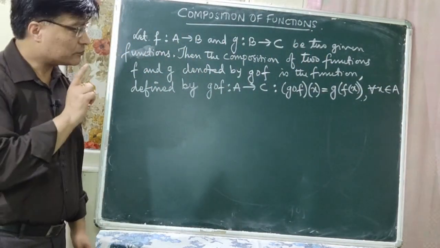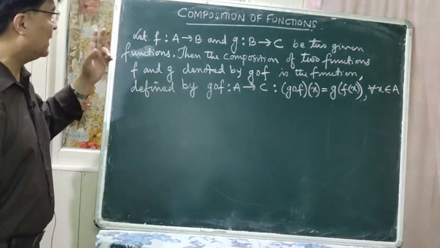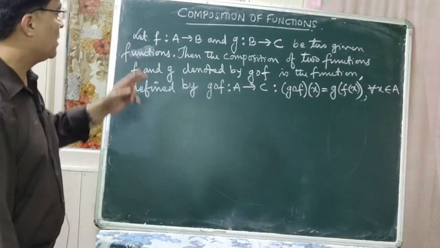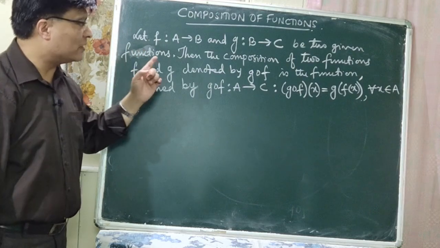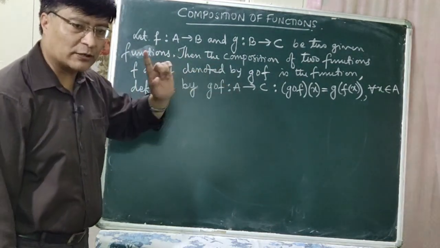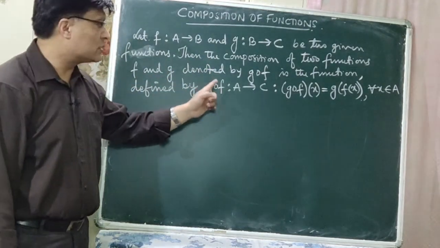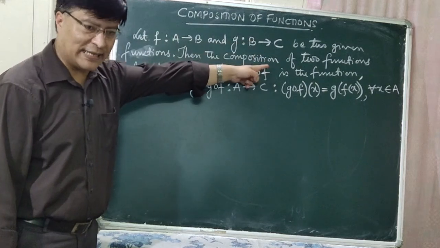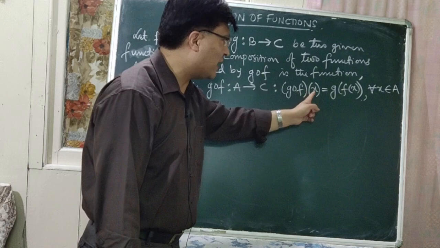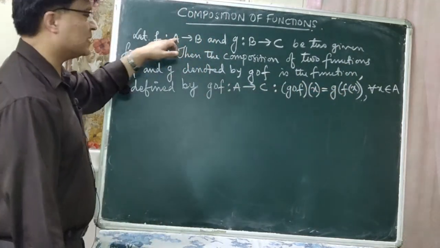Is that clear? So this is the definition of the composition of functions. That is, let f: A to B and g: B to C be two given functions. Then the composition of two functions f and g denoted by gof, but not fog, is the function defined by gof from A directly to C, such that gof of x is equal to g of f of x for all x belongs to the set A.